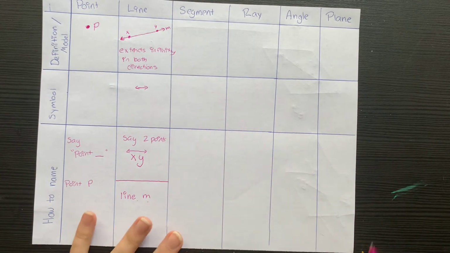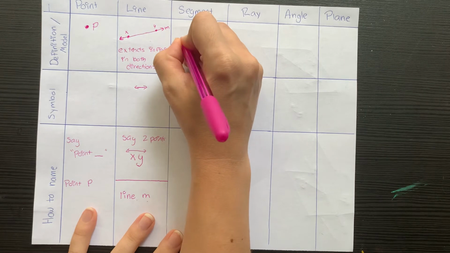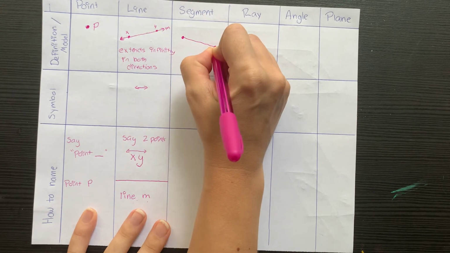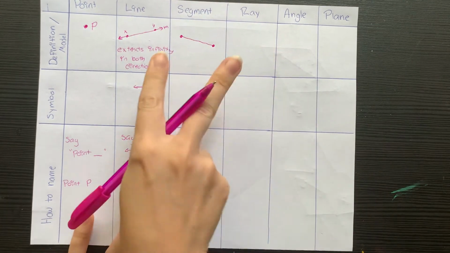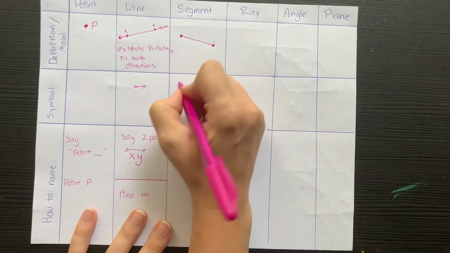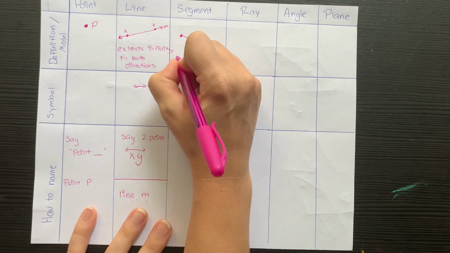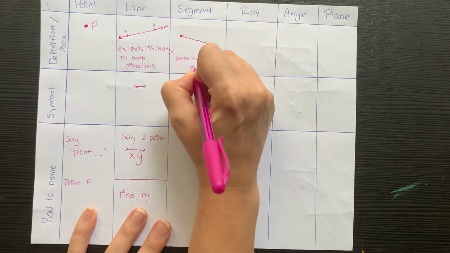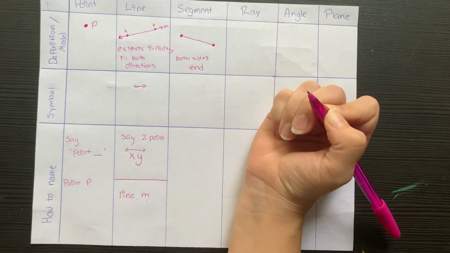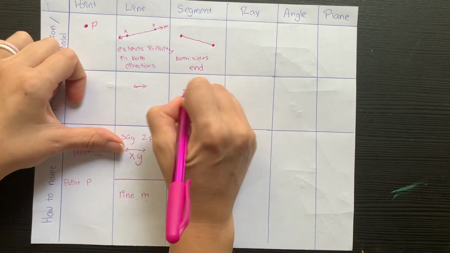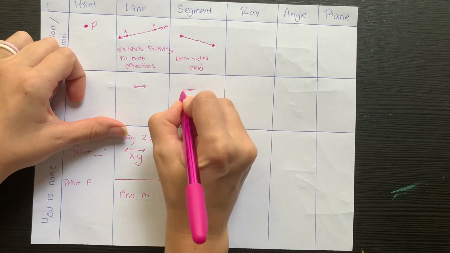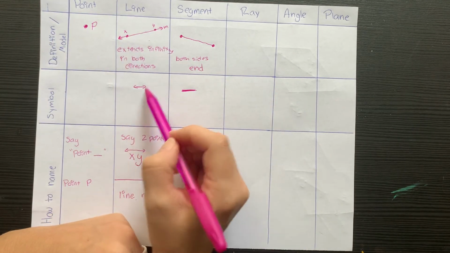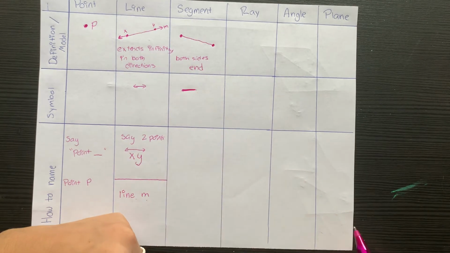A segment is kind of like a line, but there's no arrows on it. It ends on both sides of that line. We'll say both sides end. Right? The symbol for this one is just a line with nothing on it. Right? If it's a line, it's got arrows. If it's a segment, no arrows.